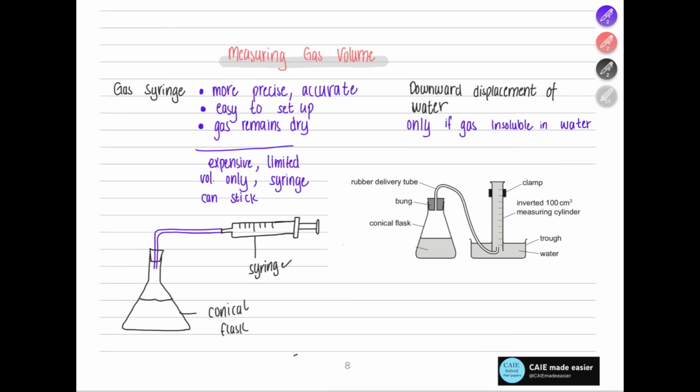Now there are some cons to using a gas syringe. That is, it can be a bit expensive, it has limited volume only because you have a smaller syringe compared to this bigger measuring cylinder, and sometimes this syringe can stick.